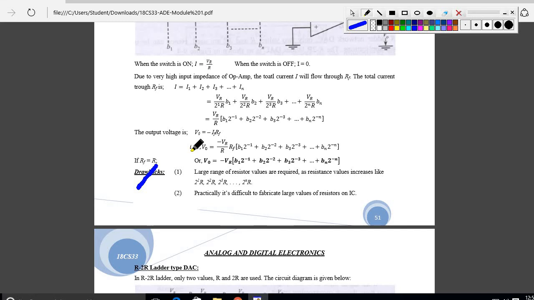And one more thing: practically, it is very difficult to fabricate on an IC. So for that reason, these two are the drawbacks of this particular circuit. Hope you understood this concept.